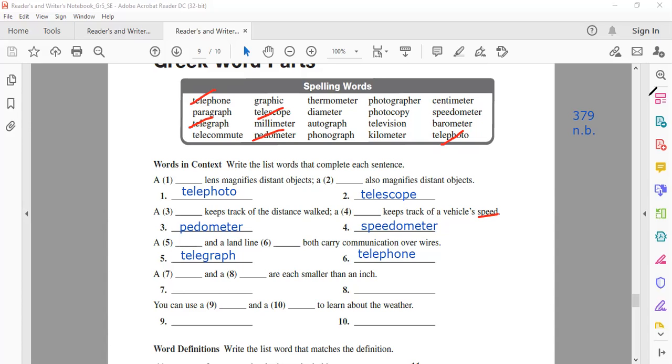What and blank are each smaller than an inch. The second one is centimeter. Excellent, very good. So we have centimeter. This is one. Another one is what? Less than the centimeter. You know centimeter? Meter. Yes. Meter. What is meter? No. Meter is Kilometer. No. Millimeter.